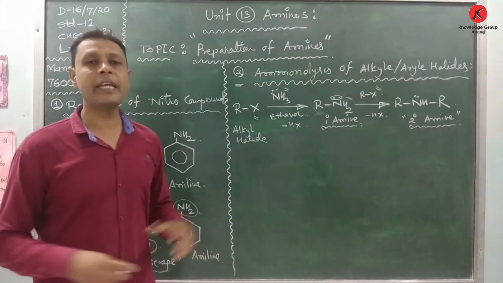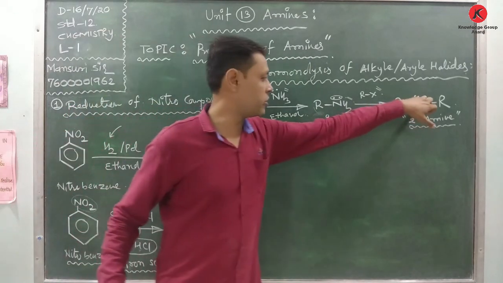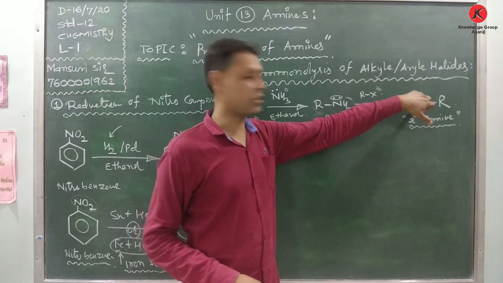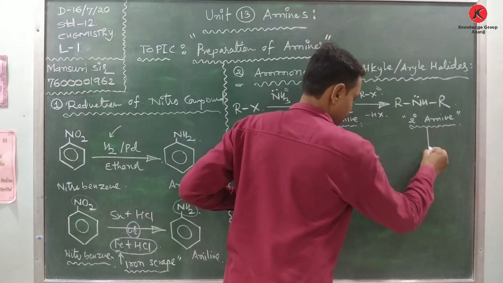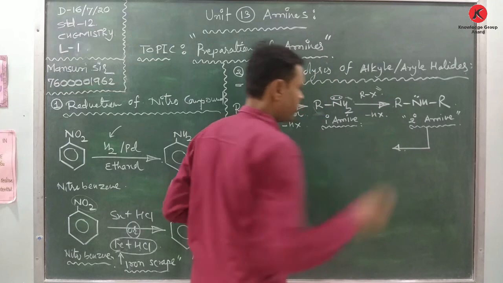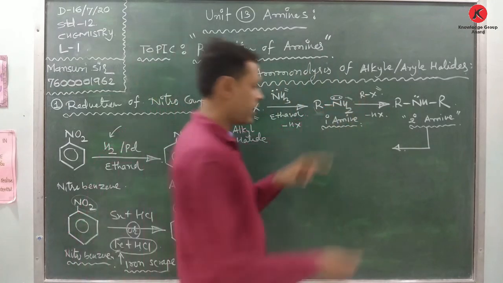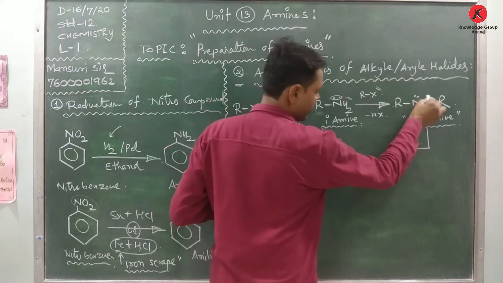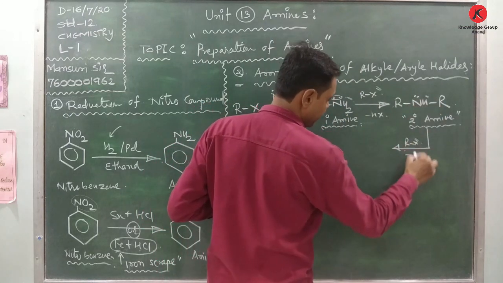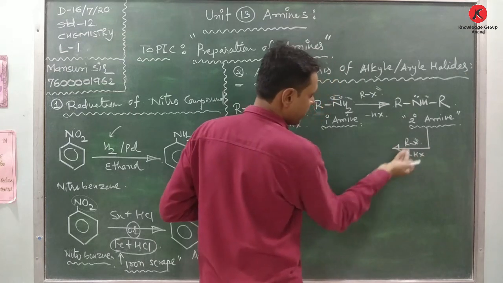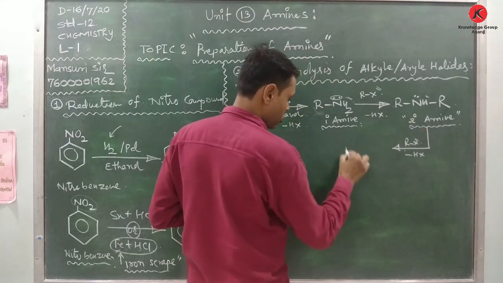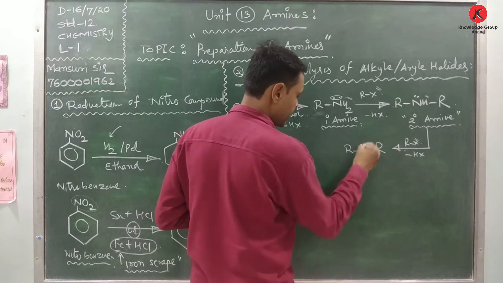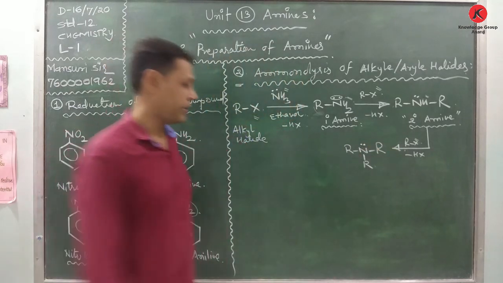Now, secondary amine possesses nitrogen and nitrogen has a lone pair, non-bonding pair of electrons. So it reacts with excess alkyl halide. Now hydrogen and halogen will be removed and R will be going toward N. So tertiary amine is formed. Now friends, this is tertiary amine, 3 degree amine.